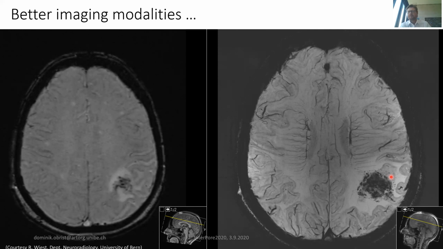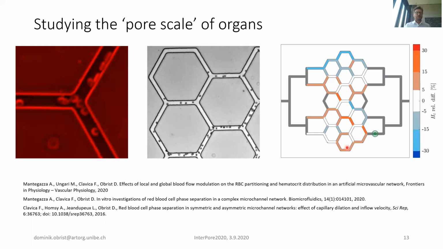At the same time, we are still at the voxel size of about 0.4 millimeters here, and we cannot get down to the scales that we would need. So we also need to work on the other end. We need to work on the small scale. And we can, of course, study pore scales of organ. We would like to call them pore scales here.